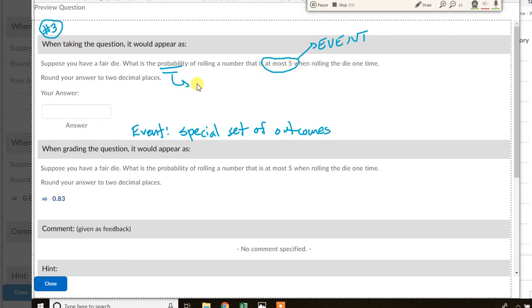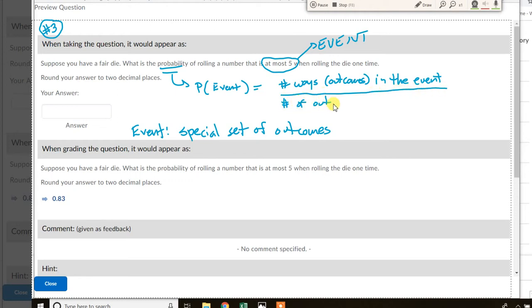Now, what's a probability? The probability of an event is equal to the number of ways the event can occur, or let's say the number of outcomes in the event, because an event is really a set of outcomes, divided by the number of outcomes in total. The number of outcomes in total is also called the size of the sample space. The sample space is the set of all outcomes.